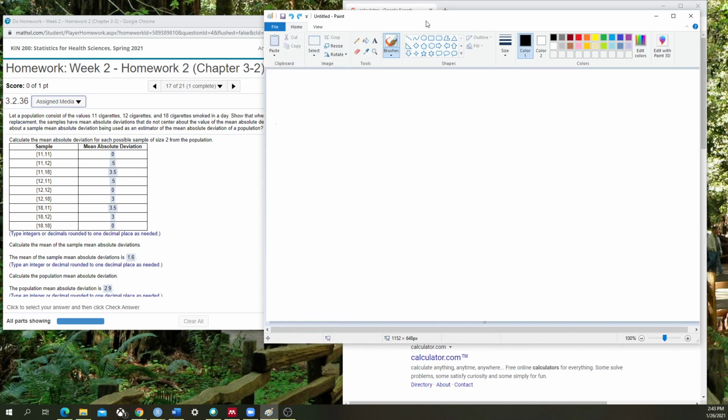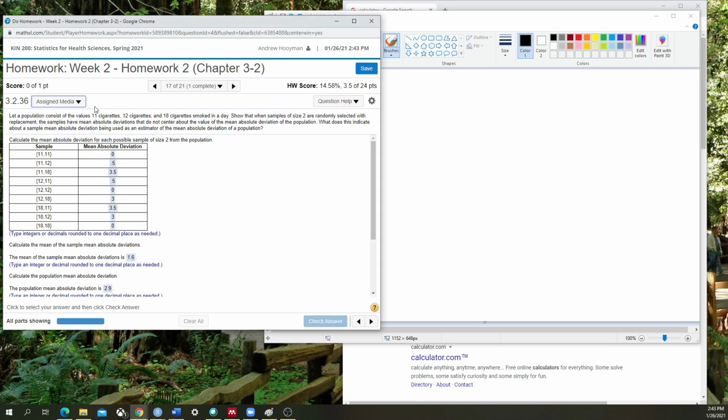Okay, so the question is basically saying that they have a population that consists of the values 11 cigarettes, 12 cigarettes, and 18 cigarettes smoked in a day. That's kind of hard to interpret at first, but essentially what they're defining is that there are three things within this population, and they consist of these three values, and that is the entire population. It just happens to be a very small population, okay?